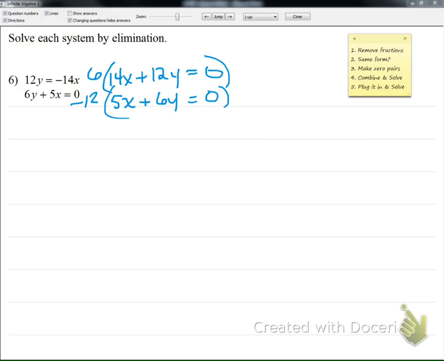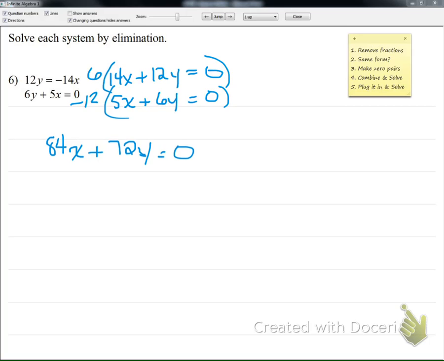Oh, and because it is the worst case scenario where we also do not have opposite signs, you have to multiply one of the equations by a negative as well. So I multiply 6 times 14 is 84x, 6 times positive 12 is positive 72y, is equal to 6 times 0 is 0. Yes, I used a calculator. It's okay.